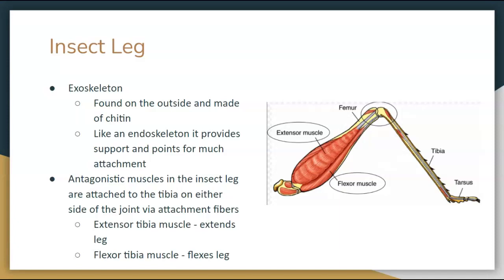The exoskeleton itself, that's like the skin of an insect. It's made of chitin. That's how you say that word, chitin. And it's just crunchy, you know? Have you ever stepped on a bug and you hear the crunch? You're breaking the exoskeleton. Like an endoskeleton, right? Humans have an endoskeleton. Our skeleton is on the inside. The exoskeleton for insects is found on the outside. But like an endoskeleton, the exoskeleton does provide support and points for attachment for these muscles.